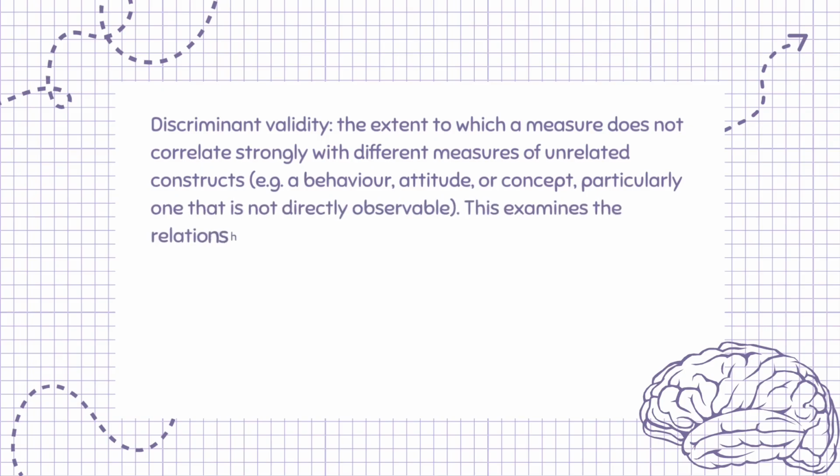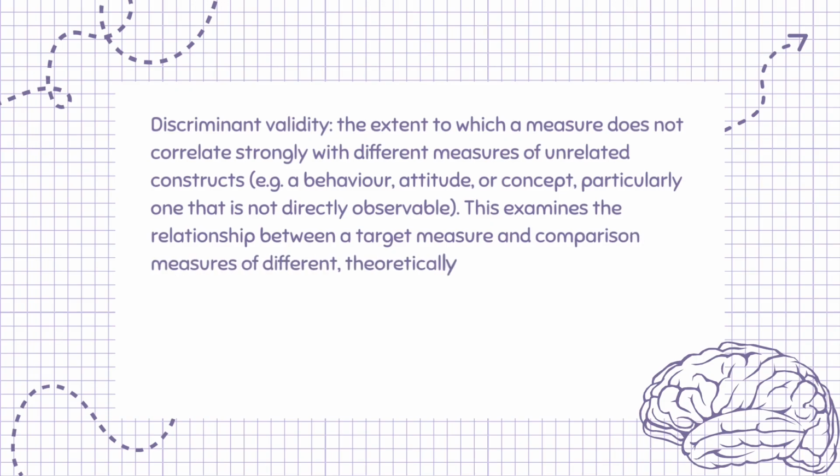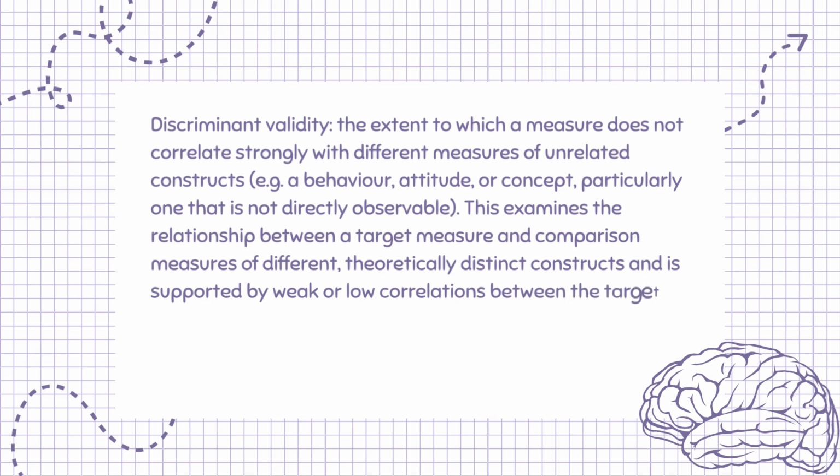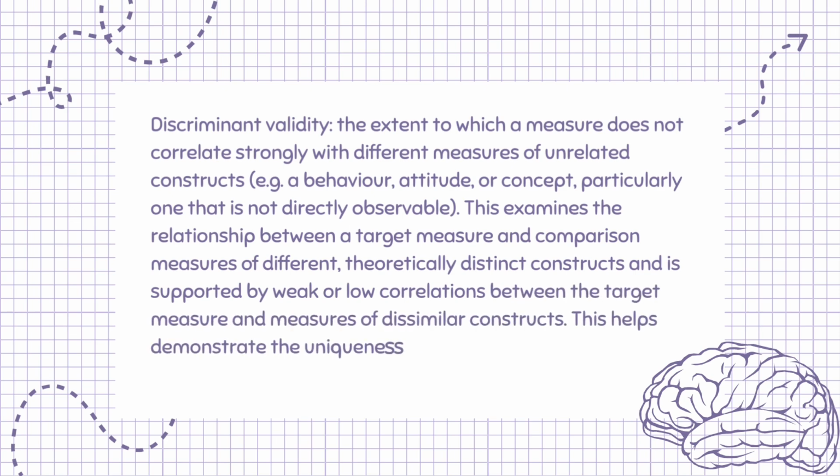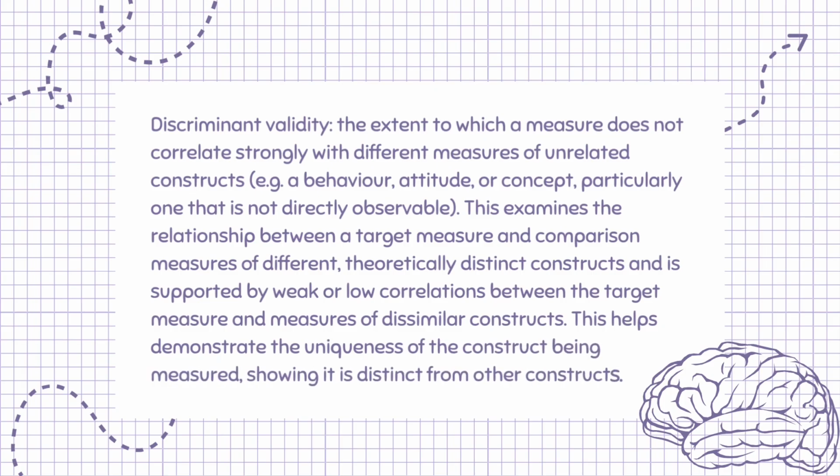This examines the relationship between a target measure and comparison measures of different, theoretically distinct constructs and is supported by weak or low correlations between the target measure and measures of dissimilar constructs. This helps demonstrate the uniqueness of the construct being measured, showing it is distinct from other constructs.